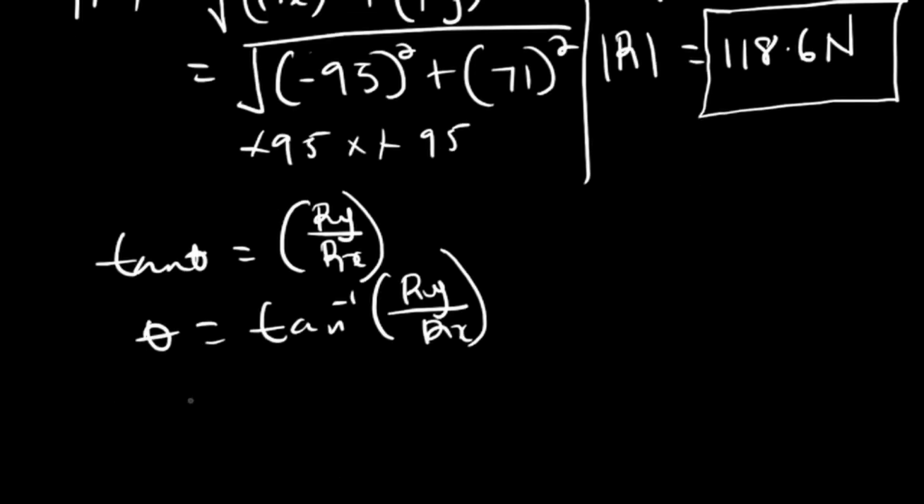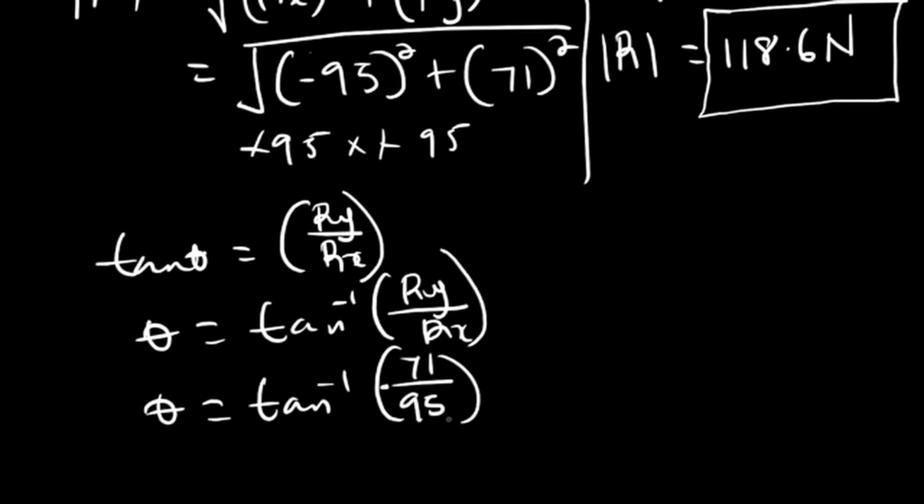We got our Ry to be 71. So we say our theta is equal to tan inverse of 71 all over negative 95. Why am I including the negative? Because I want to get a true angle. Some would say ignore the negatives, but this negative tells you the actual direction so that you make no mistake, right? I'm going to explain that when it's time for me to sketch it.